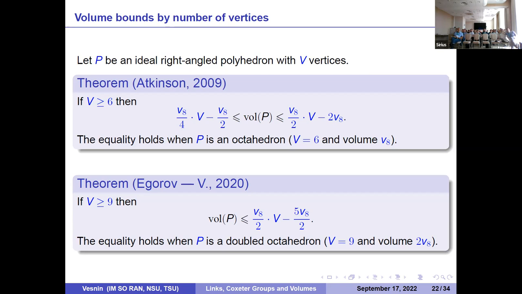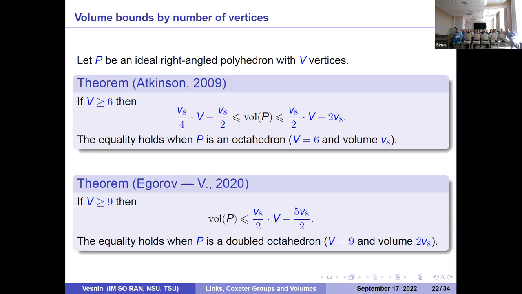It was a paper that was very abstract in the sense that nobody calculated volumes. It was just a bound, but people didn't know the real values of volumes. It was not clear whether these were good estimates or bad estimates. We worked with Andrei Egorov and observed that this estimate is not so nice, and we improved the upper bound. If you start from nine vertices, you can change the constant a little bit. You cannot change the coefficient V8 over 2, but we can change the constant for some examples.